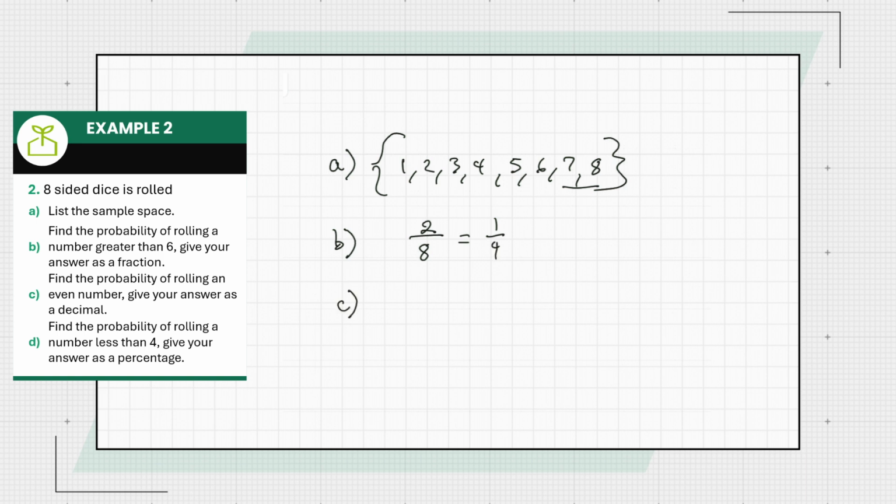Okay, find the probability of rolling an even number, give your answer as a decimal. So what numbers are going to be even? A 2, a 4, a 6, and an 8. So 4 of the 8 possible outcomes, which can be reduced down to 1 in 2, are going to be even numbers, and that as a decimal is just 0.5.